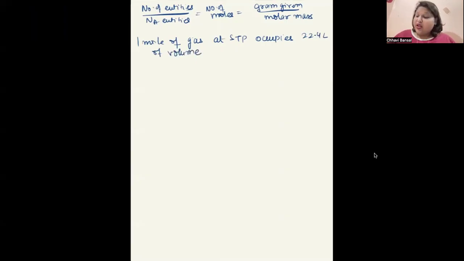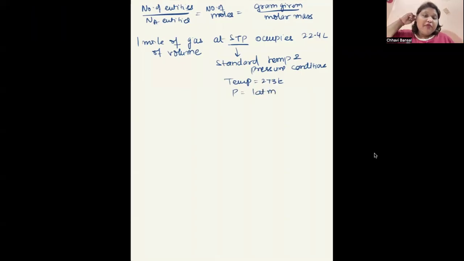What does this mean? First, what is STP? STP stands for standard temperature and pressure conditions, which is equal to temperature is equal to 273 Kelvin and pressure is equal to 1 atmosphere. Means if there is a gas which is kept at 273 Kelvin and 1 atmosphere pressure, the 1 mole of that gas will occupy 22.4 liter of volume.